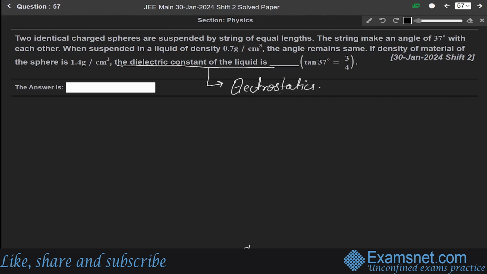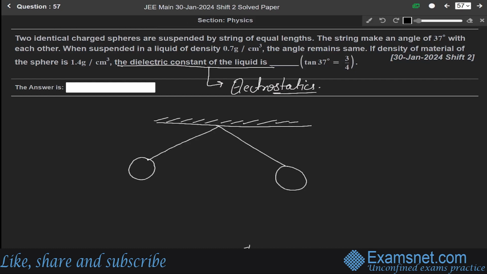Now, according to this question, let us say there are two identical charged pairs. Okay, let us say one pair is this, another pair is this, and they are suspended by these strings, and these strings have equal length.